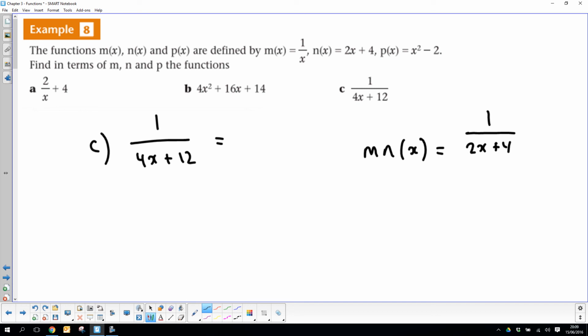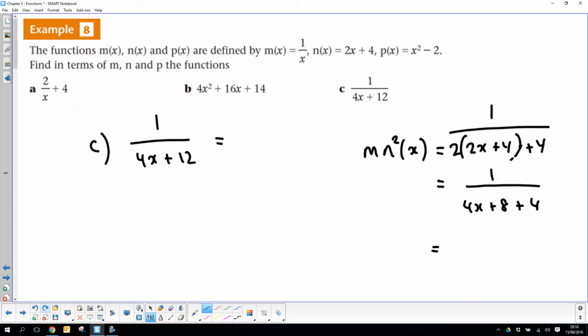Oh, hang on though. What if, on the bottom, instead of just doing n of x, we do n squared of x? Well, n squared of x would mean do n of x and then do it again. So that gives me 2 lots of 2x plus 4, plus another 4, and then do 1 over, which would give me 1 over 4x plus 8 plus another 4, which is what we're after. So I can see that mn squared of x will give me 1 over 4x plus 12.